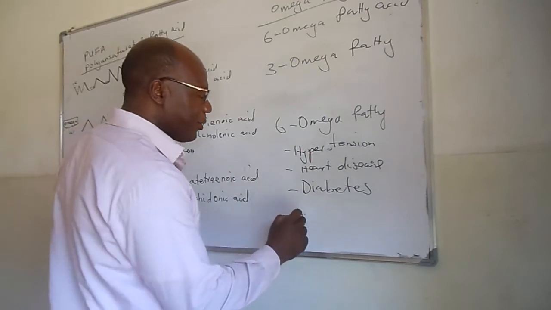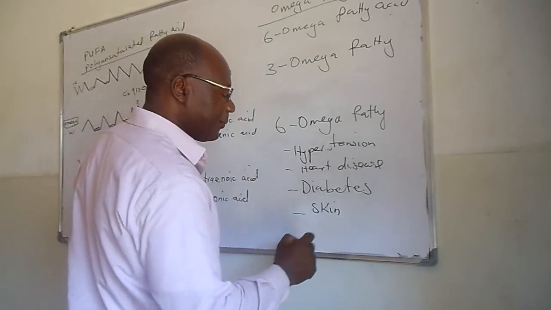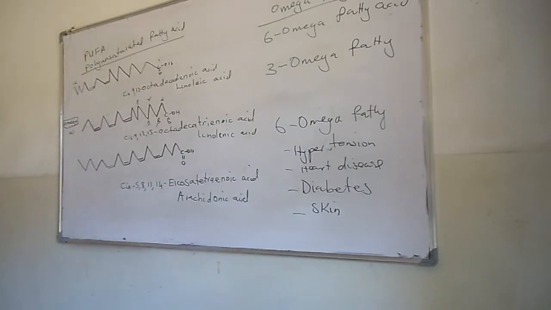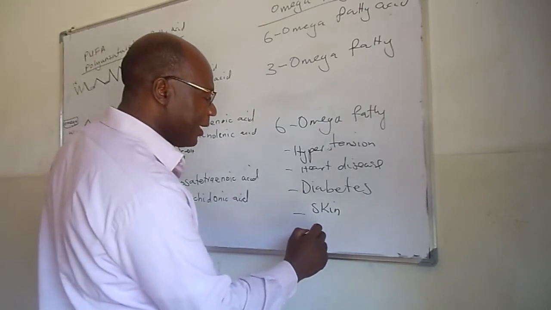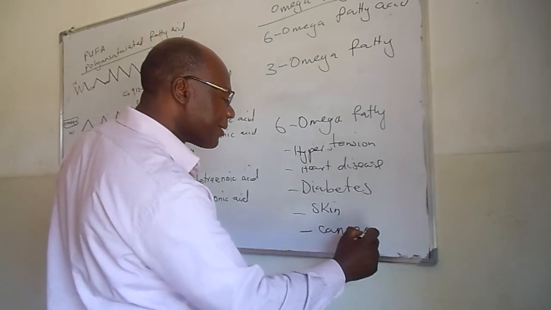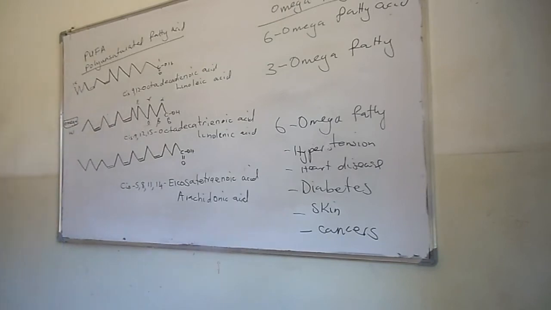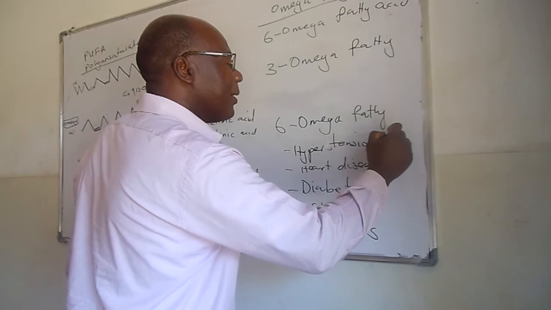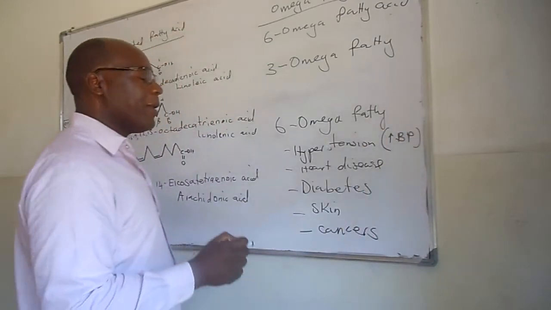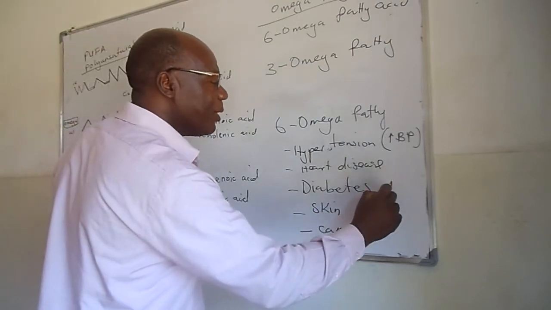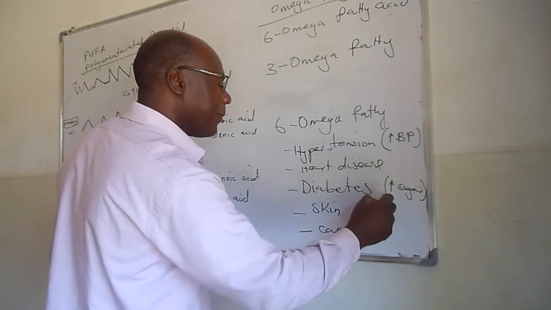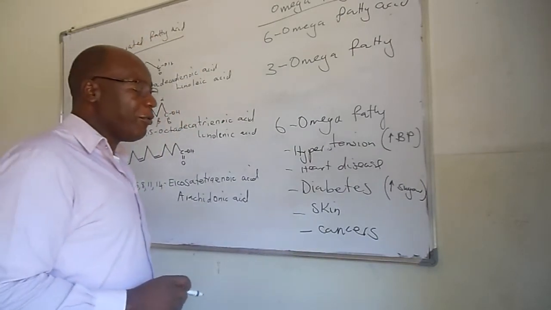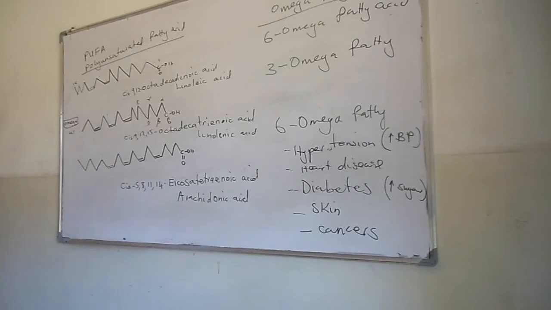They're very good for the skin also, as skin toners. Of course I can't forget to mention that they help in prevention of cancers. So omega fatty acids are very good in the prevention of hypertension, which is high BP, raised BP above normal, heart diseases, diabetes, that is raised sugar above normal. It's good for the skin, and then it's good for prevention of cancers, as it were. So we need these omega in our diet.